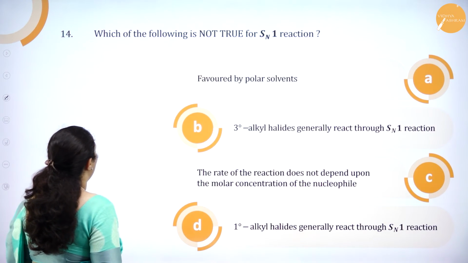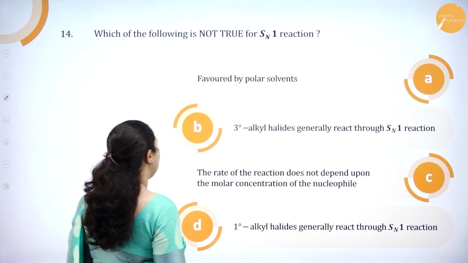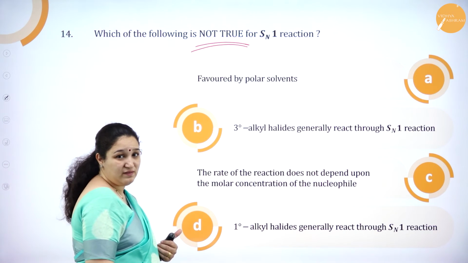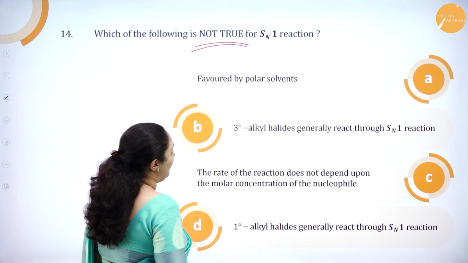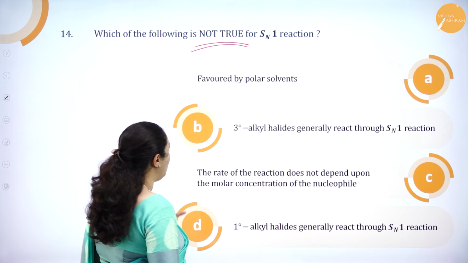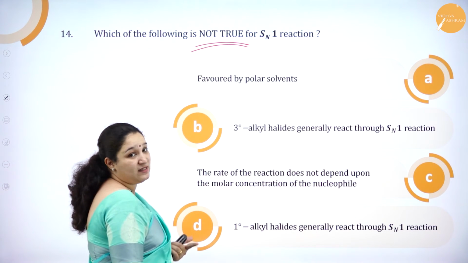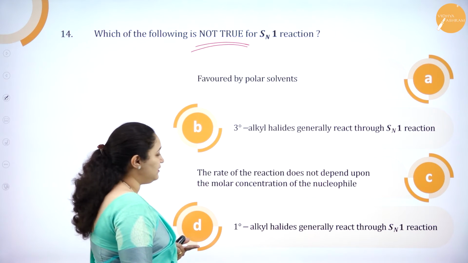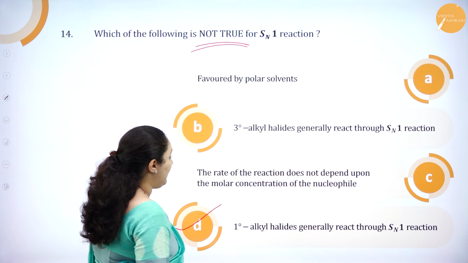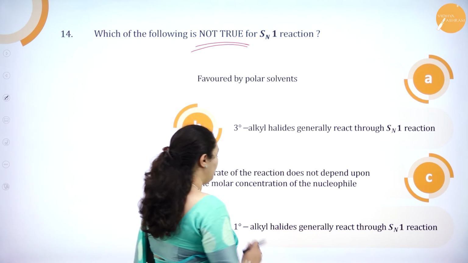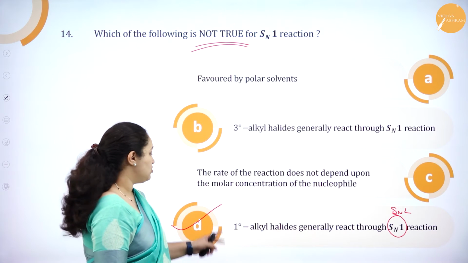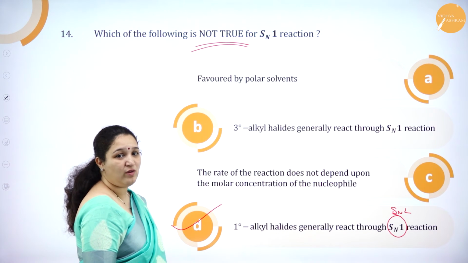Next question. Which of the following is not true for SN1 reaction? It is favored by polar solvent. That is correct. Tertiary alkyl halide generally reacts through SN1 reaction. That is also correct. The rate of reaction does not depend on molar concentration of the nucleophile. Even that is correct. It depends only on the alkyl halide. So obviously the last one has to be wrong. Primary alkyl halide generally reacts through SN1 reaction. No, primary alkyl halide will undergo SN2 reaction, not SN1 reaction. So this is the option which is not true.